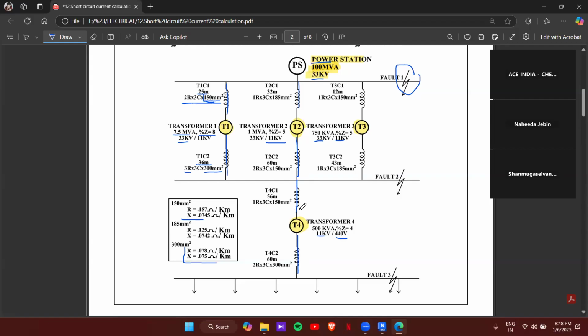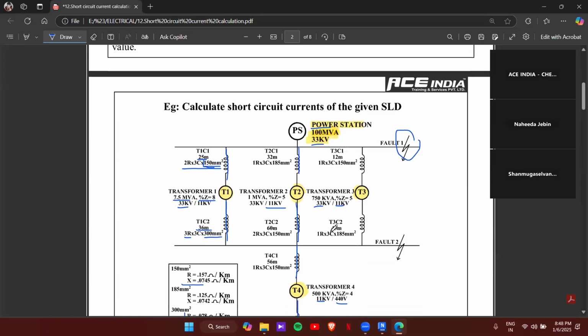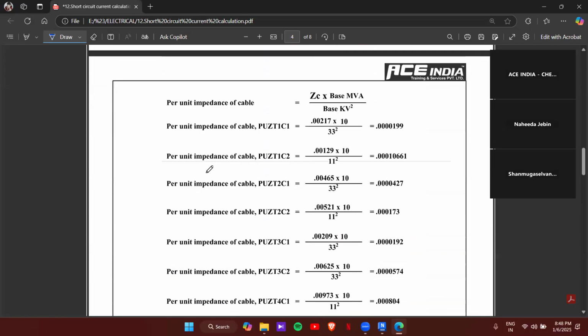Okay. Now, once you have these values, you can easily find out the per unit impedance. Per unit impedance means impedance of the cable into base MVA divided by base kV square. As I explained, this will be the value which we got here. And base MVA, we are considering 10 as the minimum base MVA. And base kV square means the supply voltage through that cable. So we can start with the per unit impedance of the cable.